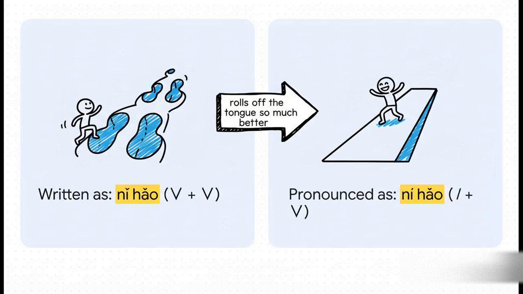It's kind of clunky, right? All that dipping down twice. So the language just simplifies it. When you have two third tones together, the first one magically changes into a rising second tone. So ni hao becomes ni hao. See? It just rolls off the tongue way easier.